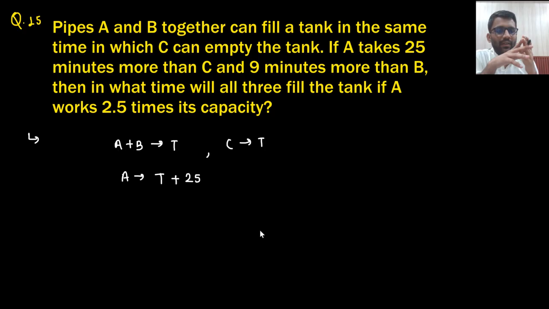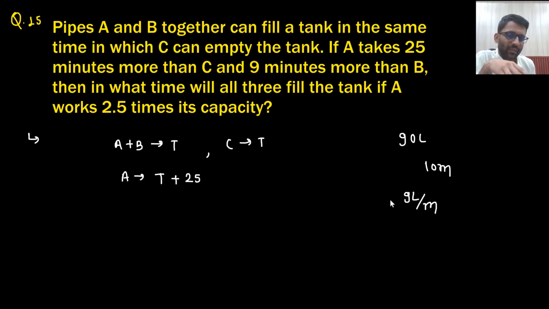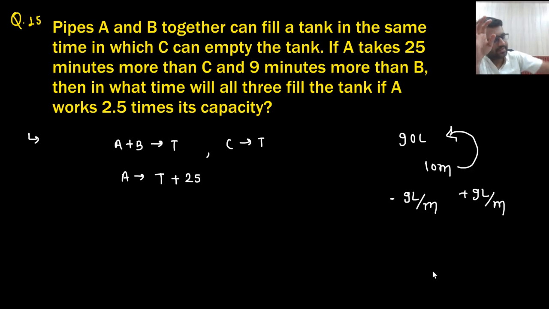What I mean to say is, if C can empty a tank of 90 liters in 10 minutes, that means he is taking 9 liters per minute. Now, can I say the same thing, that C can fill the tank of 90 liters in 10 minutes? That means it is giving you 9 liters per minute. So in the time it empties a tank, it can fill the same tank in the same time. Are you able to understand this point? If they are saying that C can empty a tank in time t, that means it can also fill the tank in time t only. So A plus B can fill the tank in time t, and C also can fill the tank in time t, right?